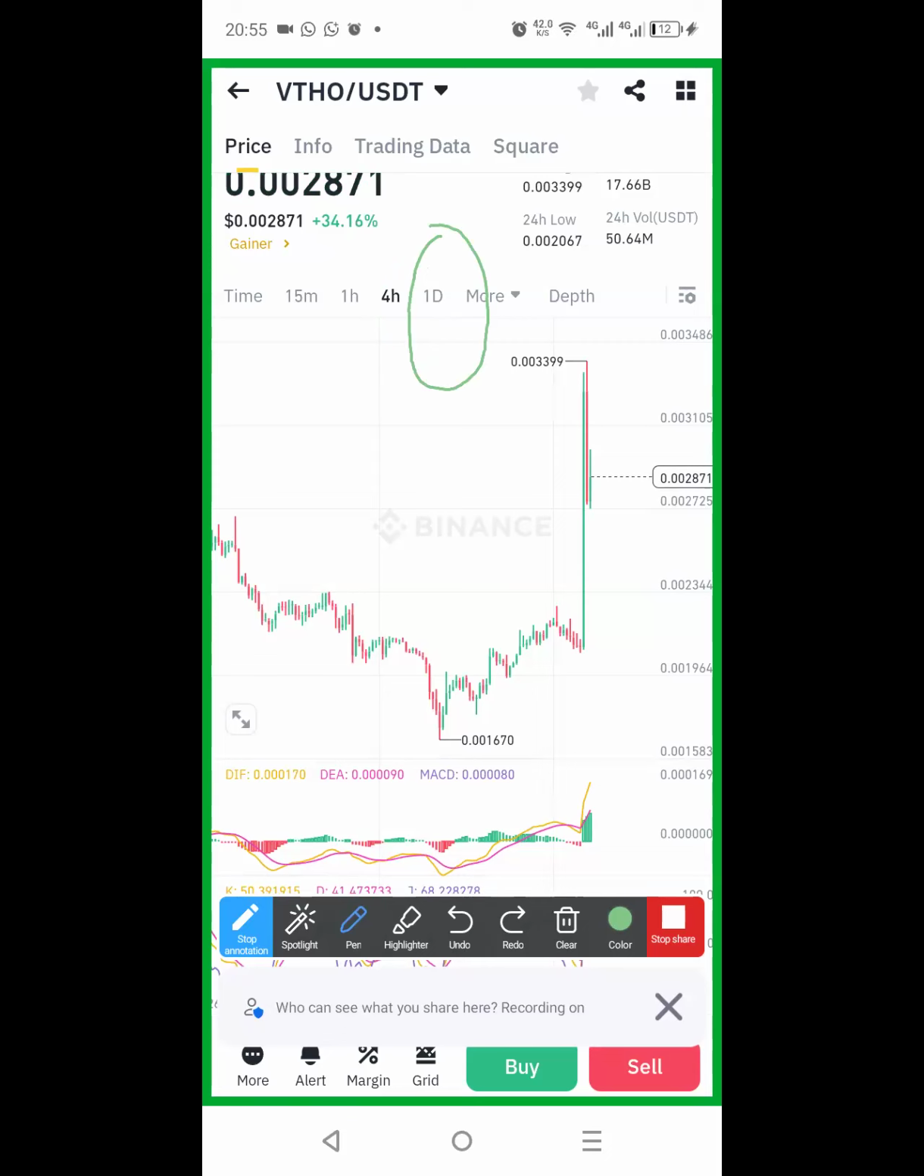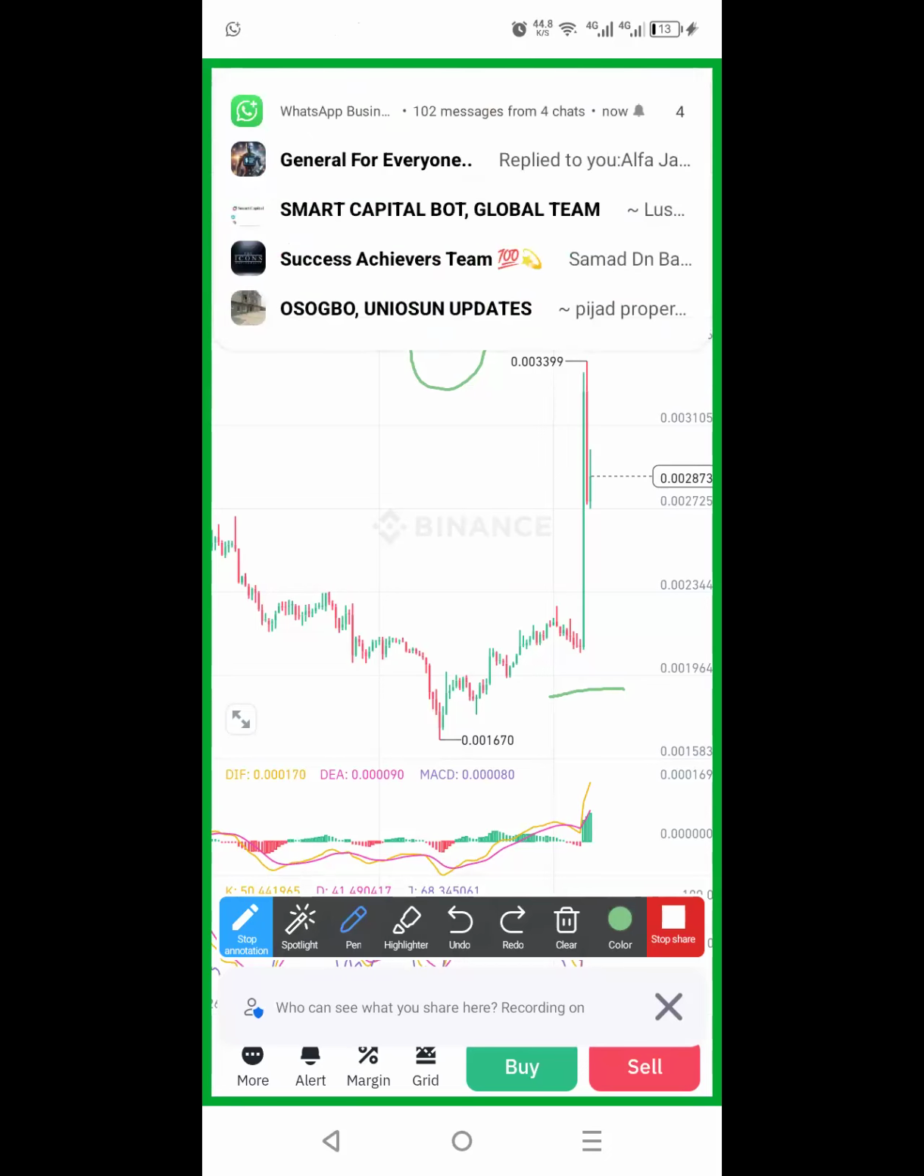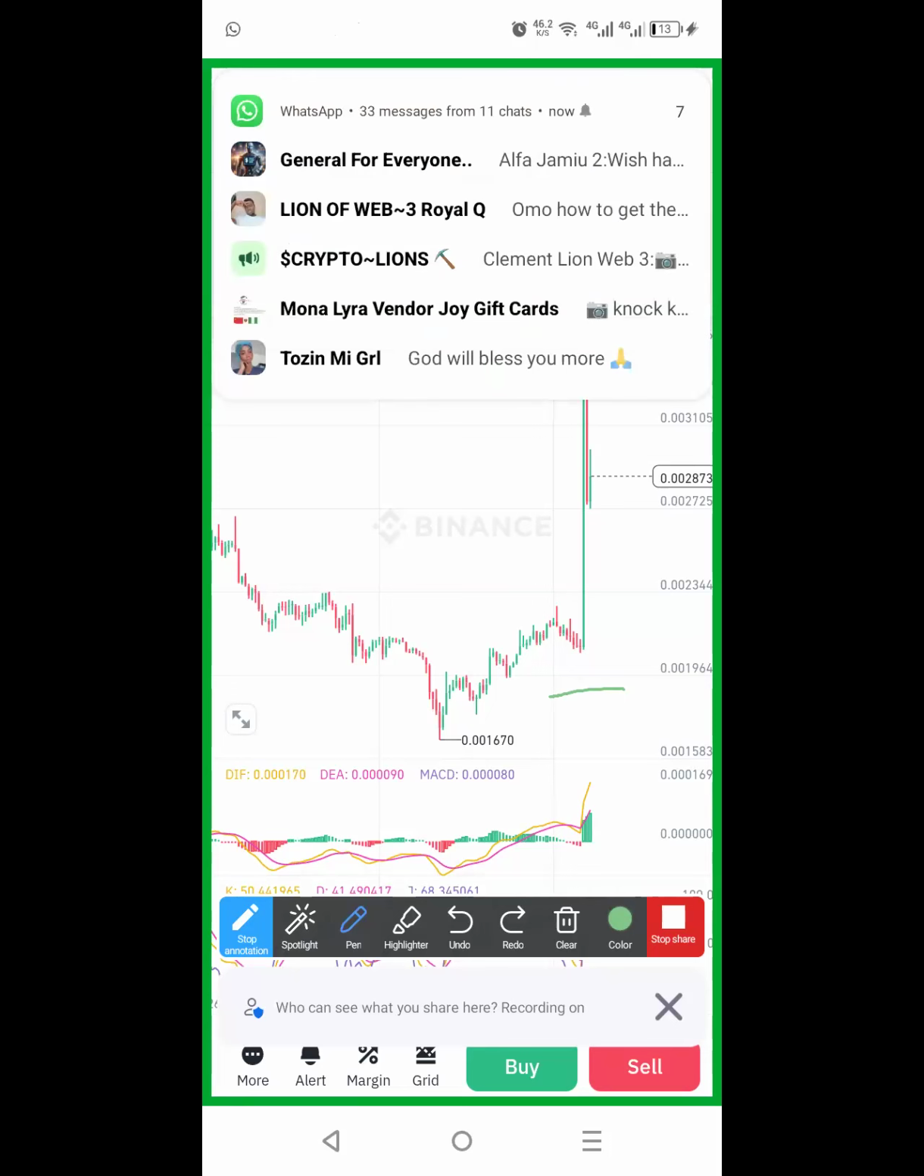I think 1,000 sats. So let's say the coin has already pumped. It has reached the resistance level. The resistance level is a type of level that when the coin is going up for some time, there will be some level that the coin won't be able to move further. It will be trying to move further, but won't be able to.